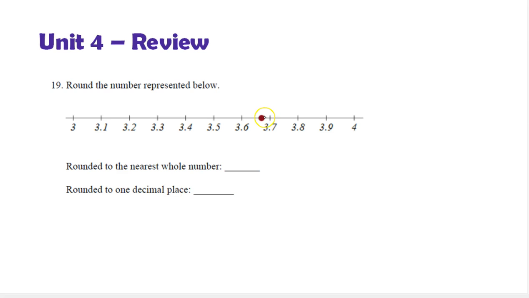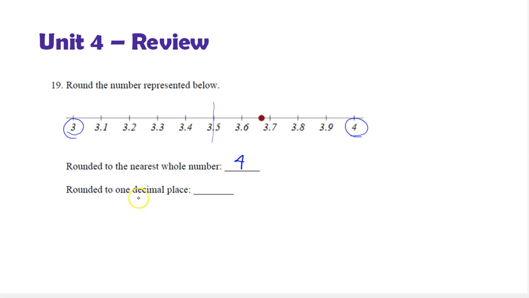Okay. So for whole numbers, this lies between 3 and 4. So to round it to the nearest whole number, we want to know, well, which is it closer to, 3 or 4? And our cutoff point is halfway between. If it's less than halfway between, we'd round to 3. And if it's 3.5 or bigger, we'd round to 4. So this point is definitely to the right of 3.5, so to the nearest whole number, it is 4.